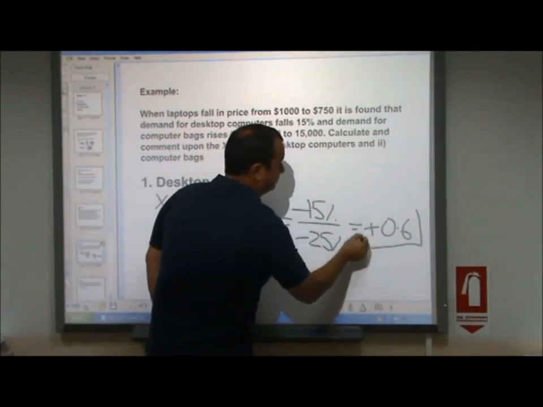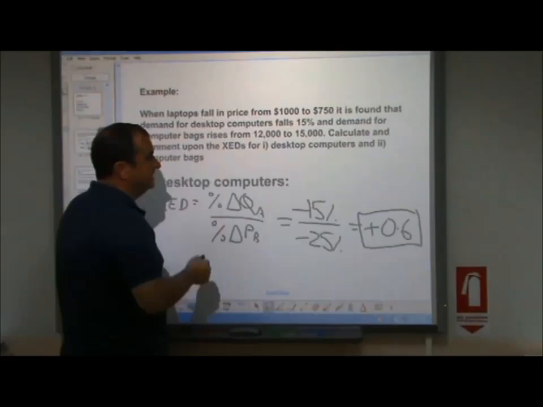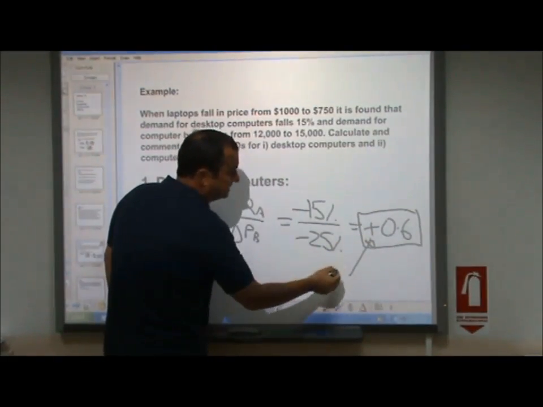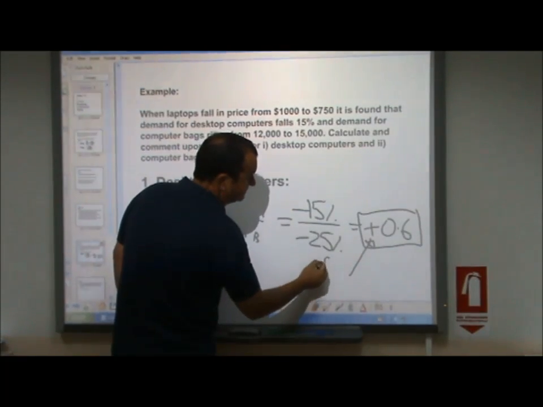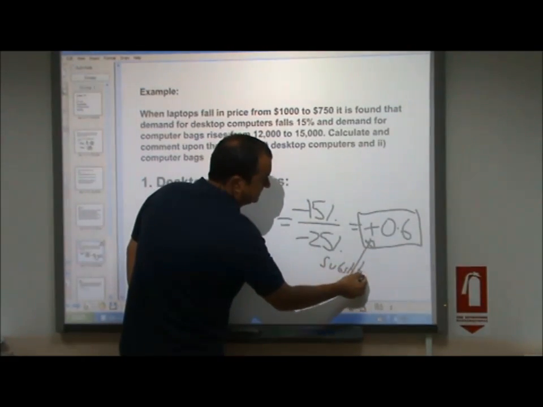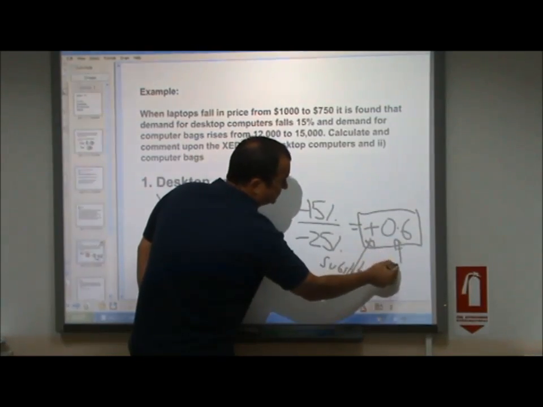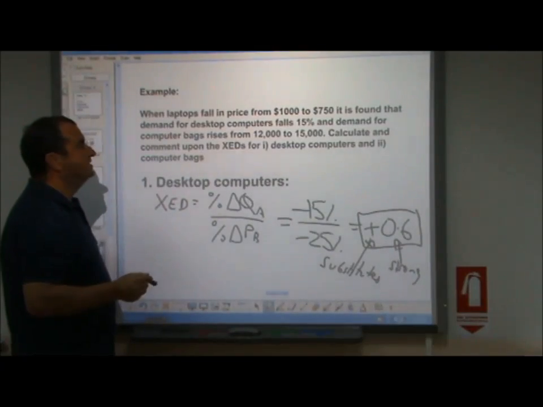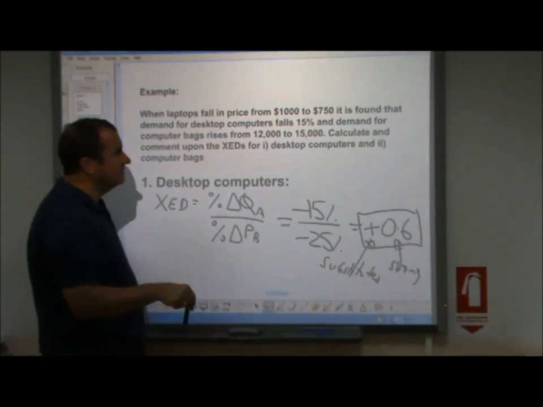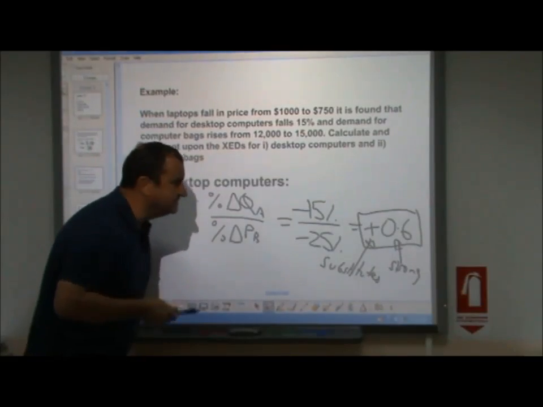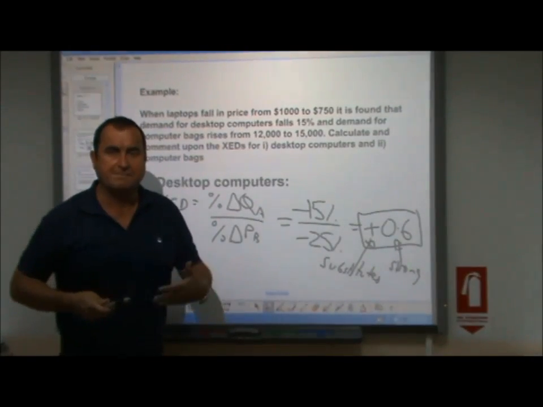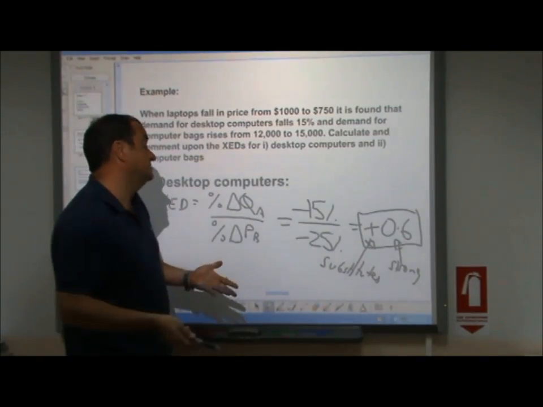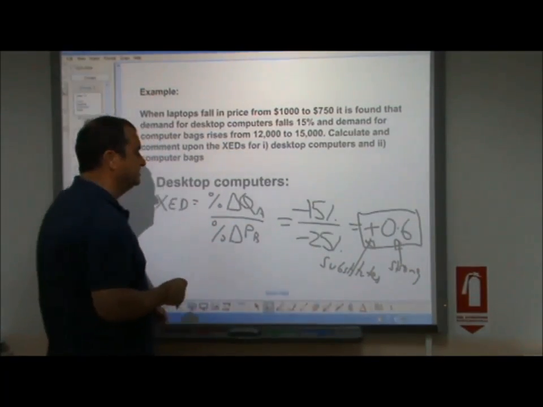And that's my answer. What does that tell me? I need to comment upon this. Well, we look at the sign and the size. The plus tells me that they are substitutes, and this tells me it's quite strong. I would say that they are strong substitutes. So when the price of laptops fell, the demand for desktops fell, because clearly people are going off and buying more laptops and choosing laptops over desktop computers. And they're substitutes, and they're quite strong substitutes.